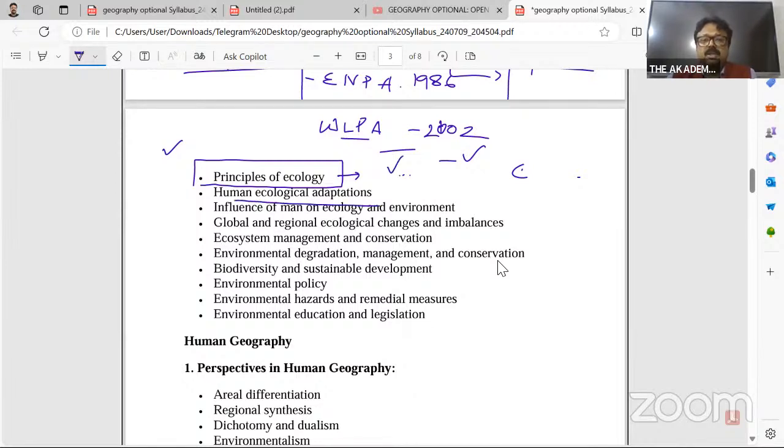Then human ecological adaptation, how humans have adapted to the changing environmental conditions and how it has evolved. So you'll find different human races, and that is going to be affected by the climate prevailing over there. So indeed, it is part of your social issues, and you will find the adaptation of humans, the influence of man on ecology and environment. That is what all those anthropogenic activities which are taking place right now, how they are going to affect our environment. This is going to be the point of discussion in influence of man on ecology and environment.